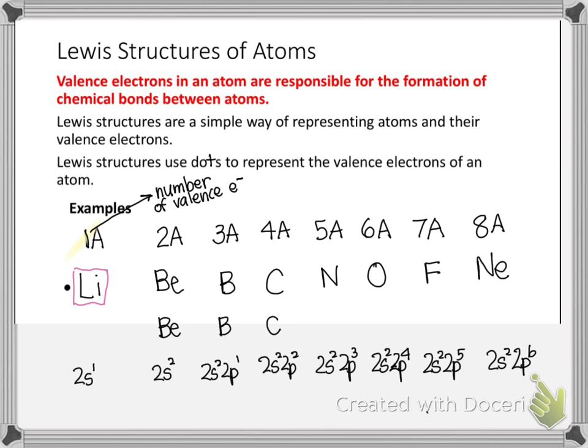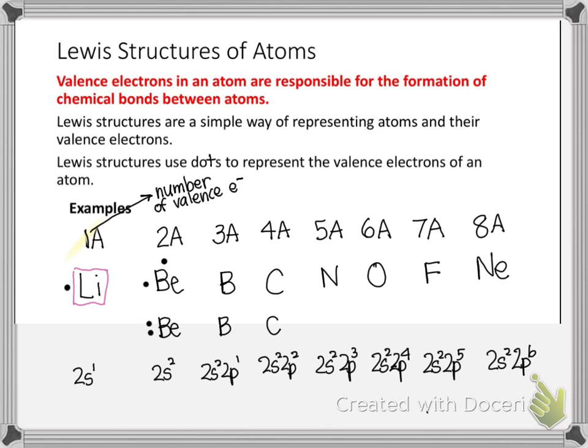So beryllium has 2 valence electrons. It's in the 2s2. So one way would just be to go around clockwise. I would draw 2 dots, one on the first side, and then going around clockwise, I'd put 1 on the top. The other way would be to put the first 2 electrons together, almost like an orbital box diagram.